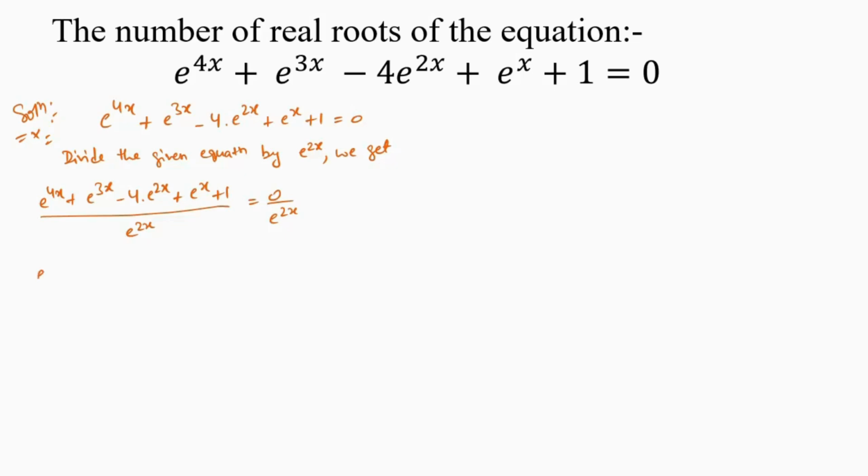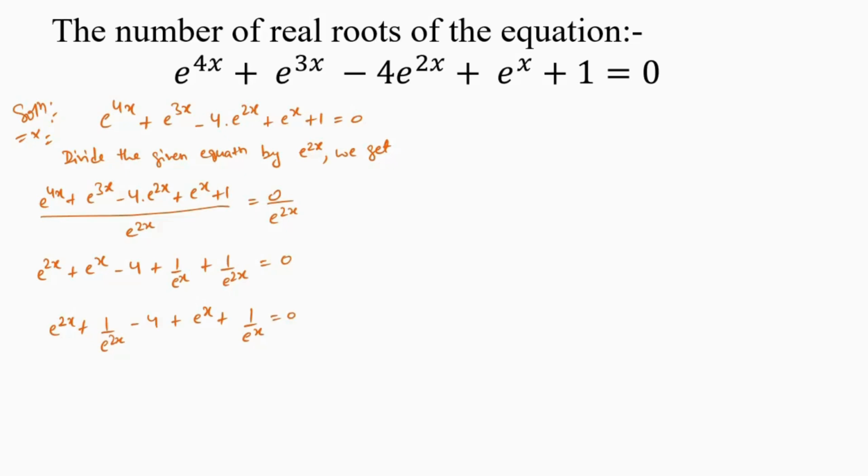On solving this, we get e raised to the power 2x plus e raised to the power x minus 4 plus 1 over e raised to the power x plus 1 over e raised to the power 2x equals 0. Now we can arrange this equation as e raised to the power 2x plus 1 over e raised to the power 2x minus 4 plus e raised to the power x plus 1 over e raised to the power x equals 0.